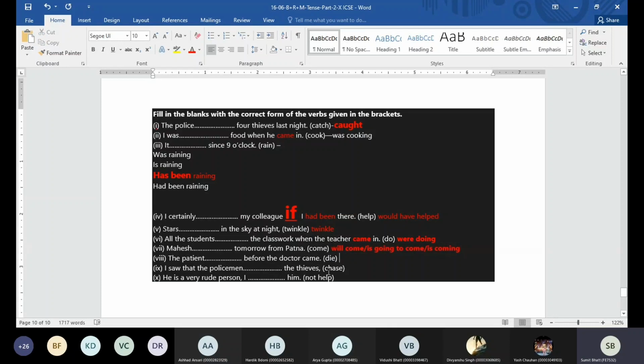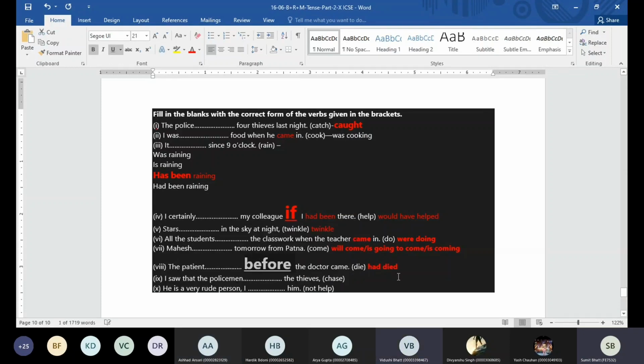Okay, the patient dash before the doctor came. We have done the sentence. Very good. Had died. Okay, why are we using had died, not the other thing? Not third condition here, beta. What are we using? Because two actions are taking place. Two actions we have. First was done, and the second happened afterward.